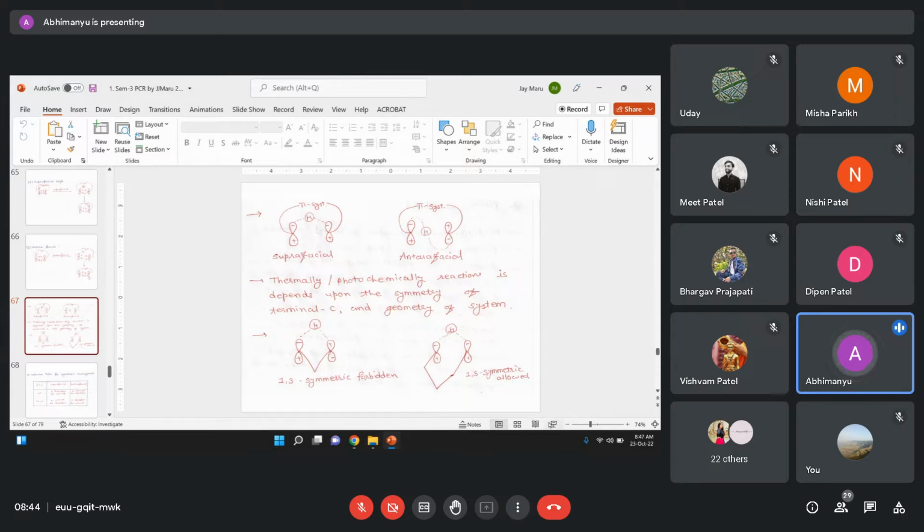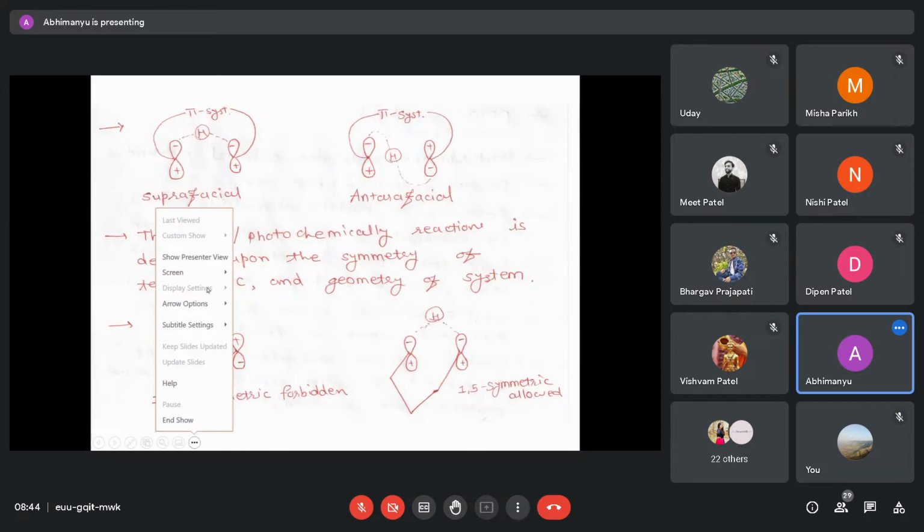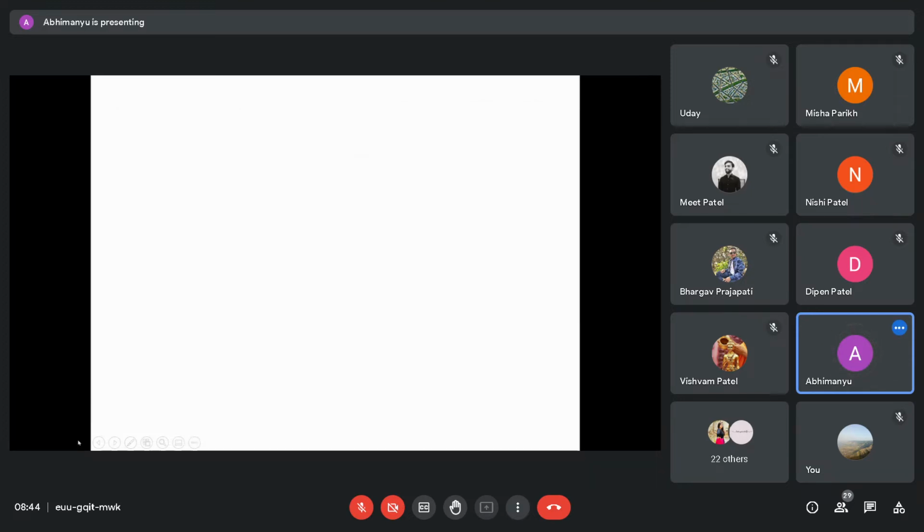The shifting of one hydrogen. I need the white screen, then I need a pen. Is my screen visible, can everyone see what I am writing? Yes, sir. Okay, thank you very much. So in 1-3 shifting, what does it mean? 1, 2 and 3.